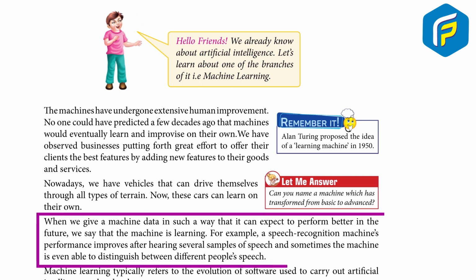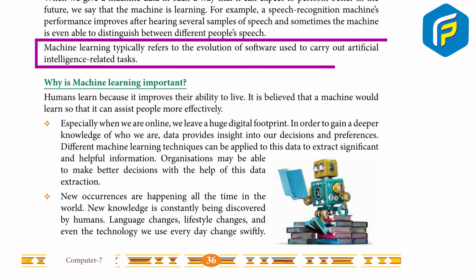When we give a machine data in such a way that it can be expected to perform better in the future, we say that the machine is learning. For example, a speech recognition machine's performance improves after hearing several samples of speech, and sometimes the machine is even able to distinguish between different people's speech. Machine learning typically refers to the evaluation of software used to carry out artificial intelligence related tasks.